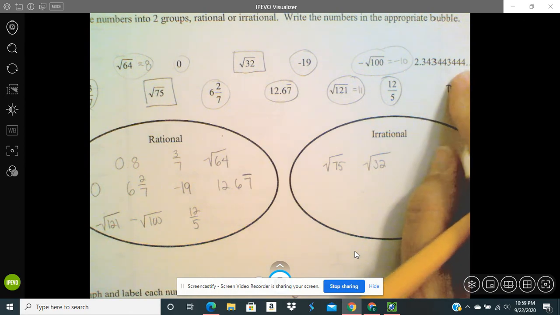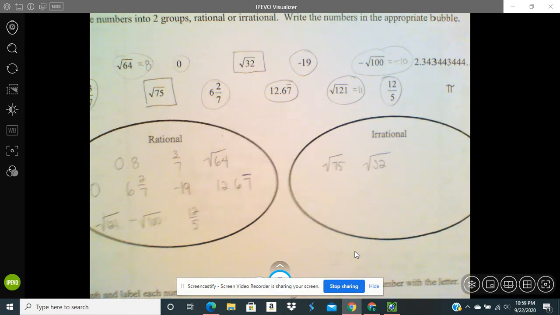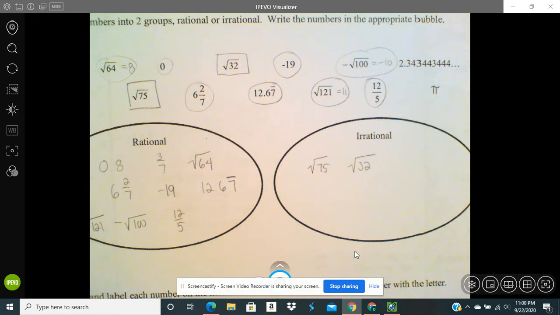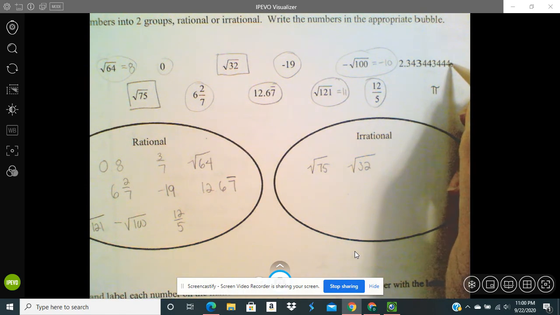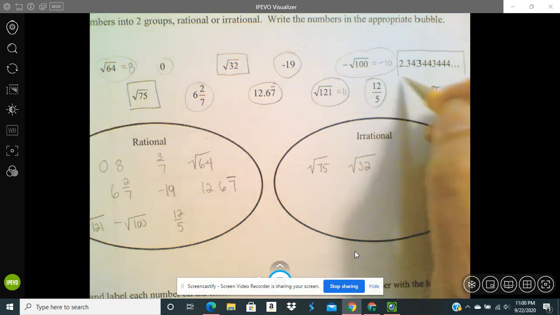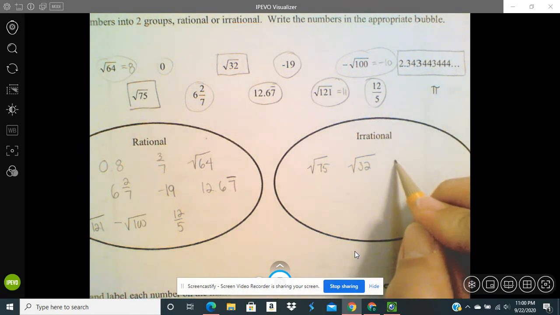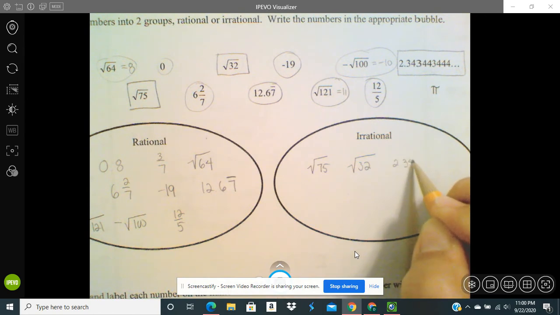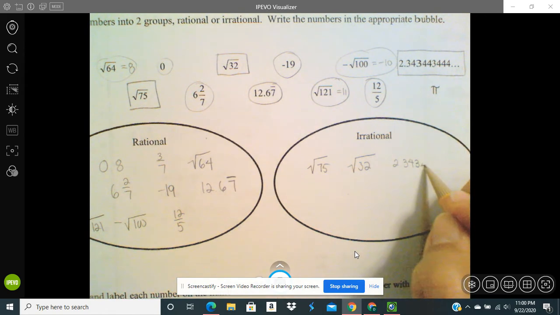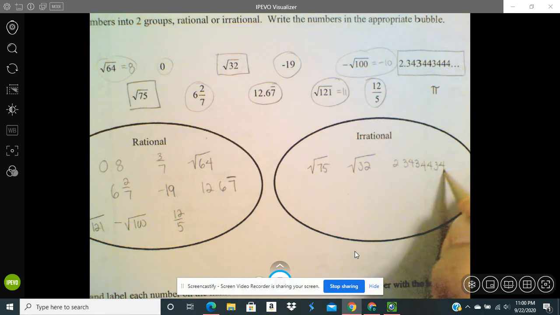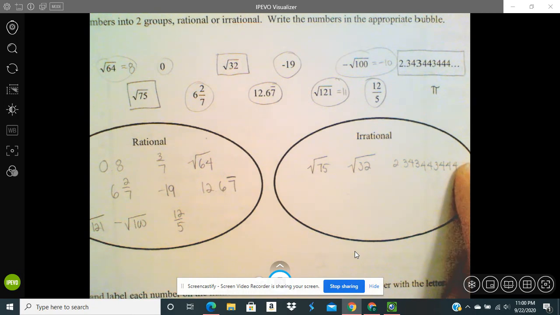2.343443, yeah, it looks like it could be a pattern, but I don't know that for sure. I could change my mind and make this like 5. We don't know what the next number could be. It could change at any moment. There is no guarantee that it will follow that pattern. As a result, it is a non-repeating, non-terminating decimal, and therefore this number is irrational. It's because of these ellipses. Had that not been there, we'd have moved it to rational. And pi is also irrational.